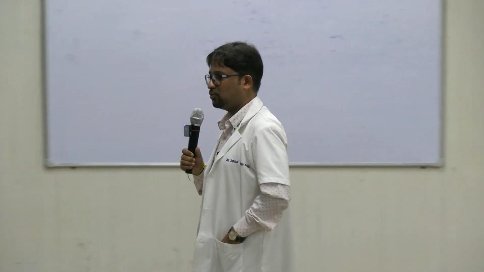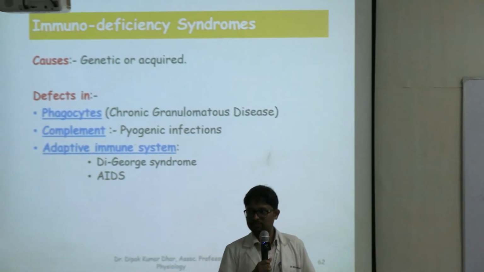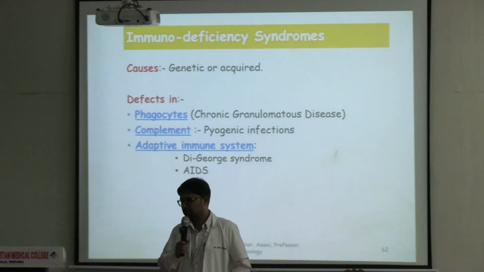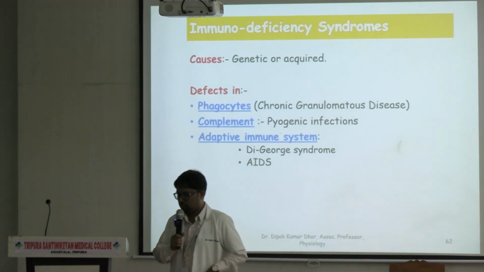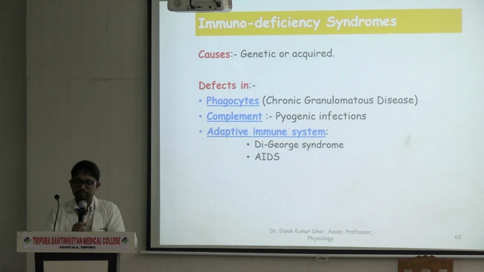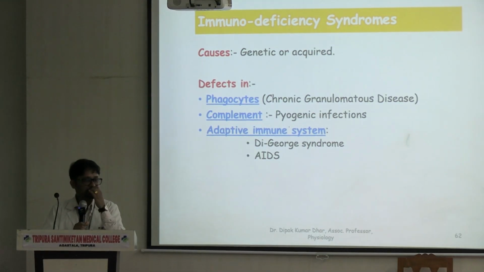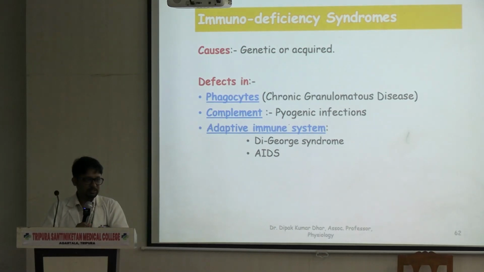DiGeorge syndrome is a syndrome where the thymus gland undergoes aplasia. It is not developing properly. So in the absence of a proper thymus, T cells will not develop correctly, right? So with this, I'll stop today. In immunity, what is left is something about your allergic reactions. That will be covered in the coming classes.